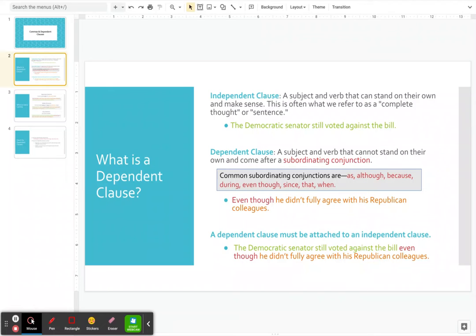Notice that doesn't quite make sense on its own, even though it does have a subject, he, and a verb, agree. Now, here's the key piece of information. Dependent clauses must be attached to independent clauses. So we could attach "even though he didn't fully agree with his Republican colleagues" to the independent clause, "the Democratic senator still voted against the bill," and we would have a complete sentence that makes sense. The Democratic senator still voted against the bill, even though he didn't fully agree with his Republican colleagues.